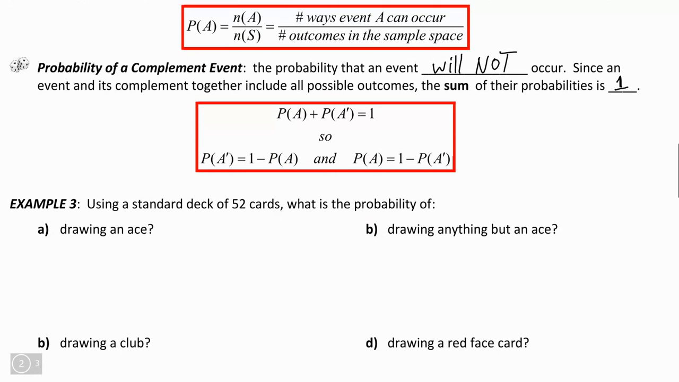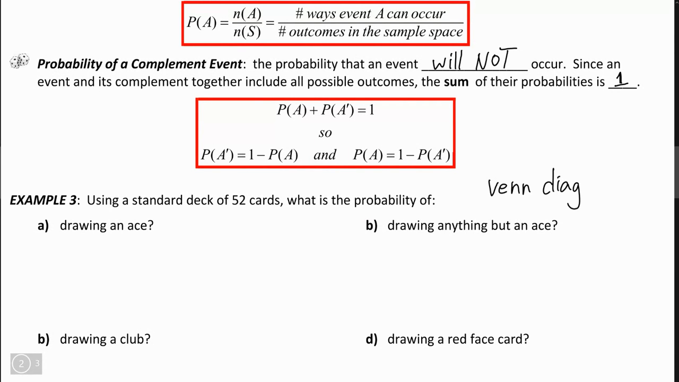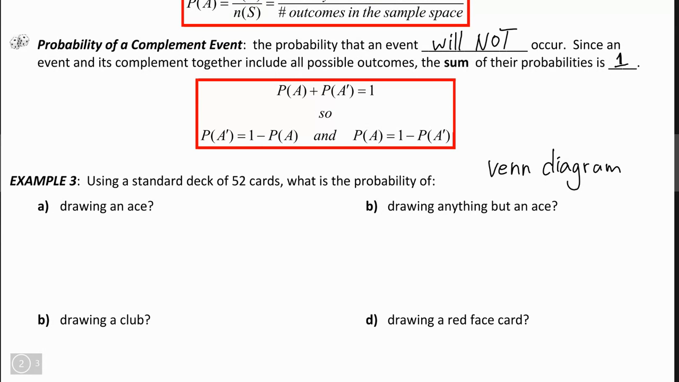So the probability of A plus the probability of A prime is equal to 1. I'm just going to give you a little Venn diagram here. If any of you don't know what that is, I'm just going to show you now. So here I'm going to draw a box to represent my Venn diagram. And I'm going to draw a circle inside my box.